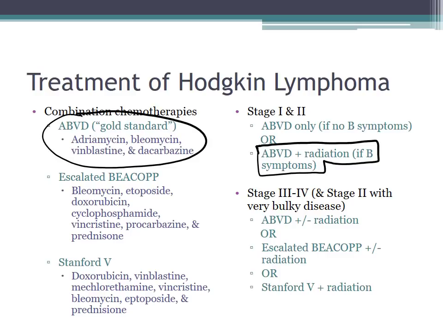If you have a patient in stage 3 or 4, or a patient with stage 2 that has very bulky disease, meaning very large infiltration of the lymph nodes, they will either receive the ABVD or the escalated BEACOPP plus or minus radiation. So they may have radiation, they may not. Or there's the possibility that they could receive the Stanford V, but the Stanford V definitely needs that radiation. So make sure you can distinguish that they can get any of these 3 treatments for stage 3 or 4, but the only one that requires the radiation is this Stanford V.